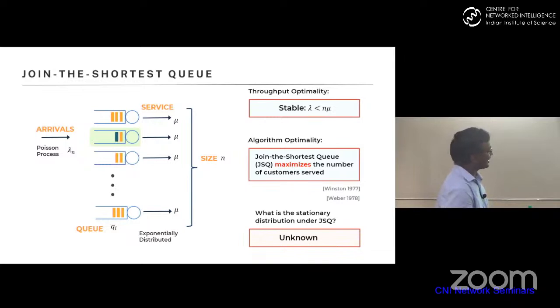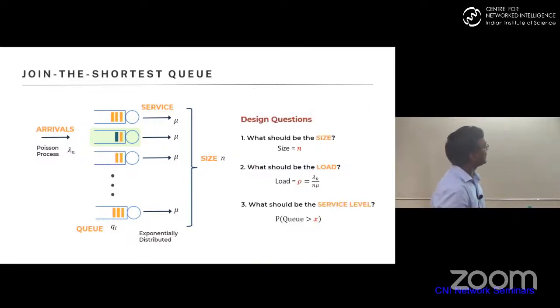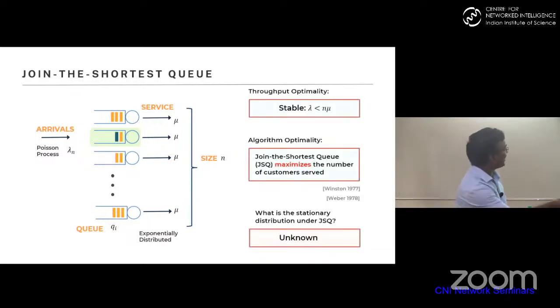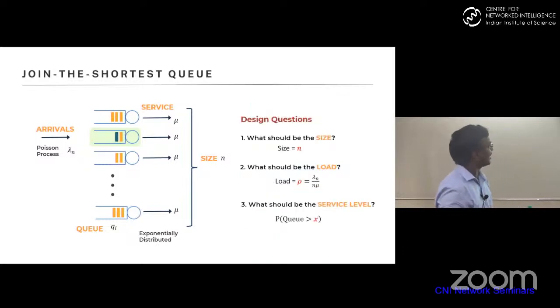So I think this is in some sense a limitation of queueing theory. Once you go beyond a single server queue, even some of the most basic questions you ask are extremely challenging. And why am I interested in things like finding the stationary distribution? Because when I look at it from a practitioner's viewpoint, there are many design questions. How many servers should I employ? In other words, what should the system size be? Or at what load should I be operating?